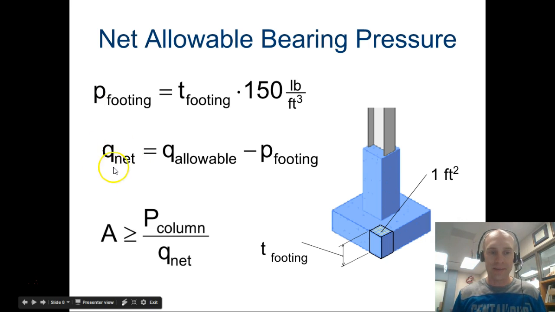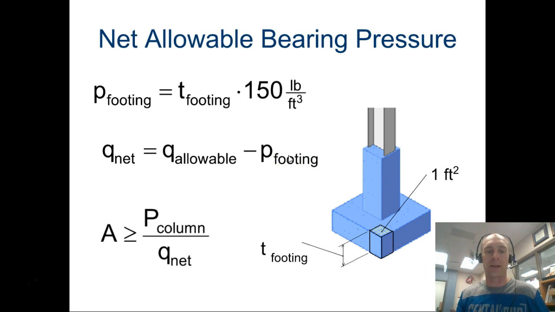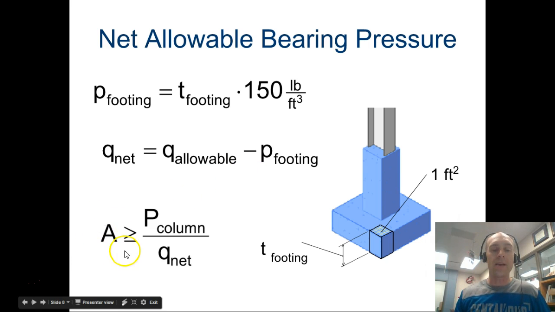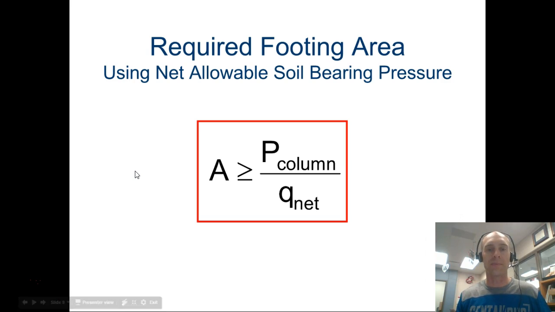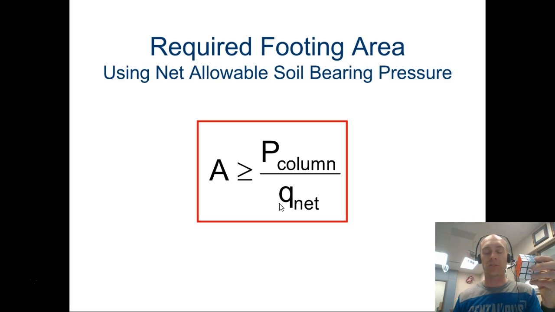So Q net, the net load, equals the Q allowable, how much soil pressure we're allowed, minus that pressure of the footing itself. So I'm going to give an example of that. It'll make a little bit more sense. A little confusing right now, but you get it. The A value here that we're solving for has to be greater than or equal to the load for the column divided by the net Q, which is found here. So again, we're going to go through an example to show you how this is all done. The required footing area has to be greater than or equal to the column load divided by the allowable soil bearing pressure net.